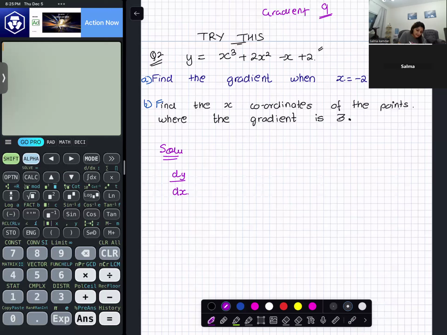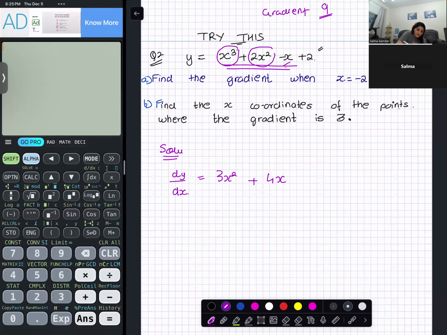So I'm going to get my dy by dx, which would be, for 3x, 3x square. For 2x square, it would be 4x. For minus x, it would be 1. And for 2, it is 0. So I want to find the gradient when x is equal to -2.